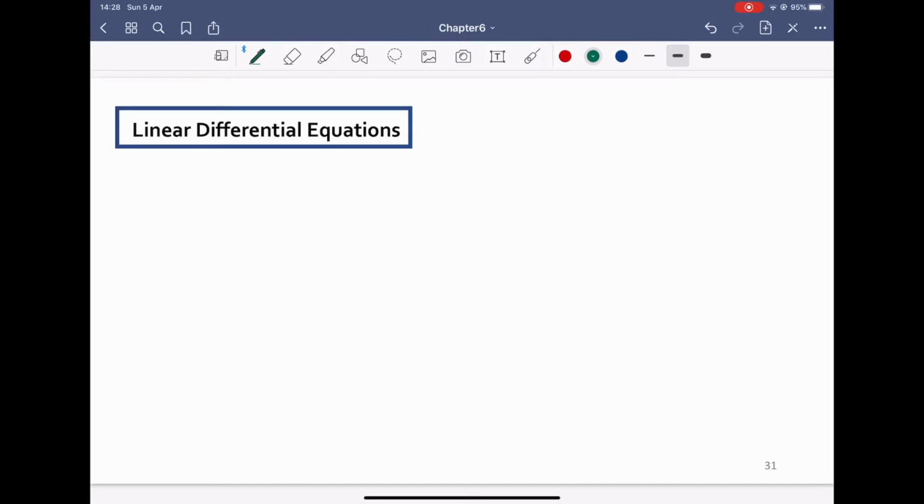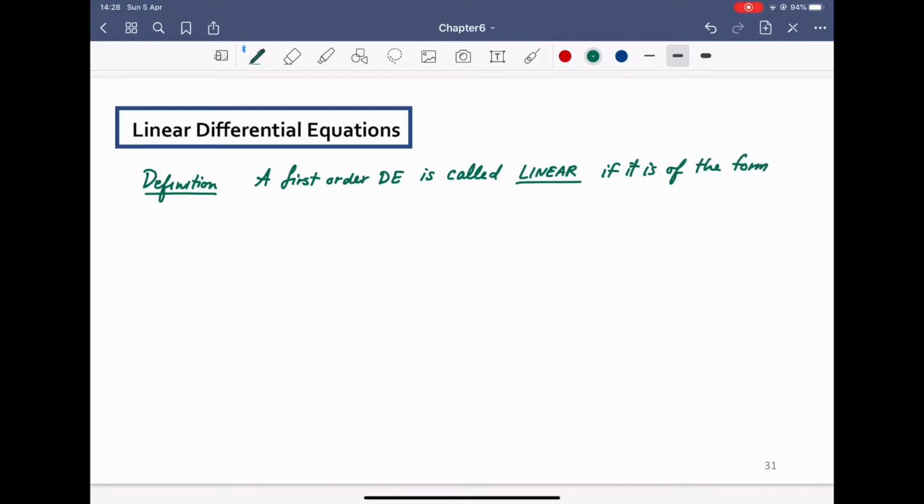Alright, in this video we are going to look at linear differential equations. Definition. A first order differential equation is called linear if it is of the form dy/dx + p(x)y = q(x). So this is the standard form of a linear differential equation.